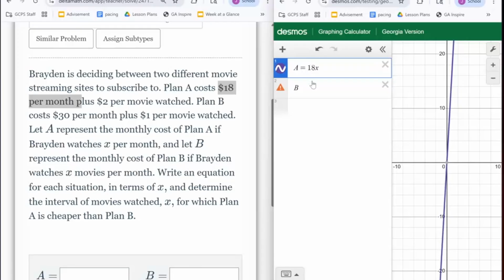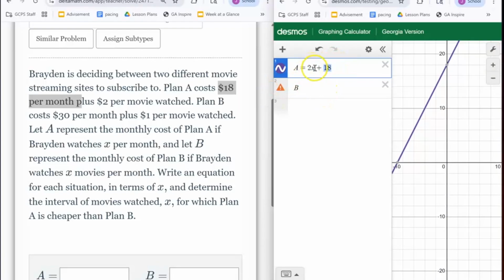Make sure you're careful to read. So 18 per month plus $2 per movie watched. Okay, so plus $2 per movie watched. So this sounds like this is my slope, but it's not. So this is $2 every movie plus $18 every month.